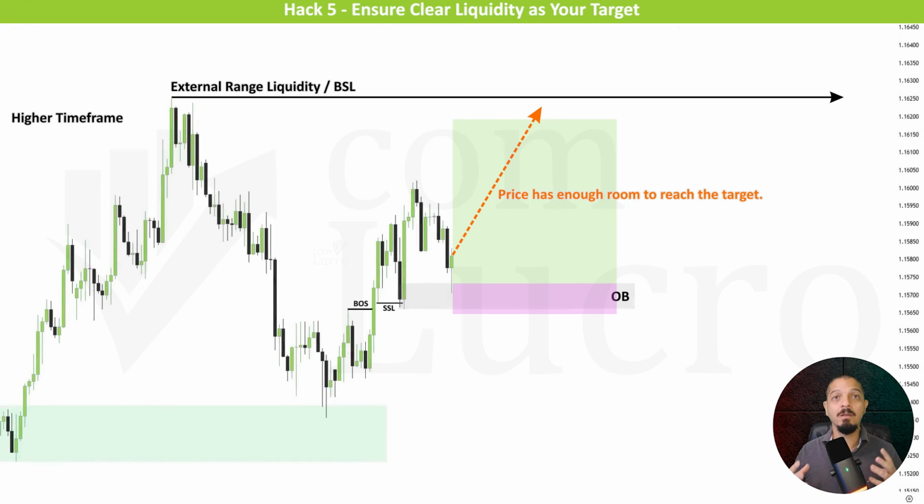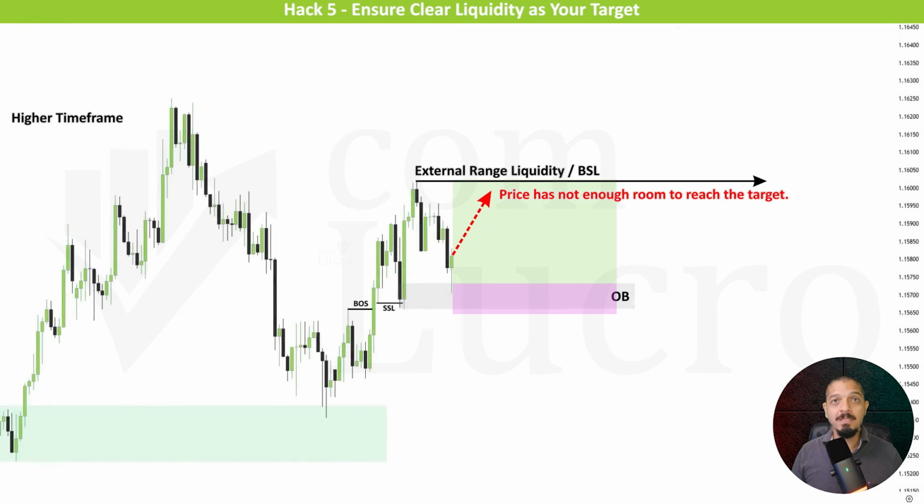This step is critical because even if you identify a high-quality setup, the trade only makes sense if there is enough room for price to reach your target. This understanding helps you define your entry, your take profit, and your risk to reward clearly. It is the final and one of the most important filters that determines whether you should take the trade or stay out of the market, even when everything else looks good.